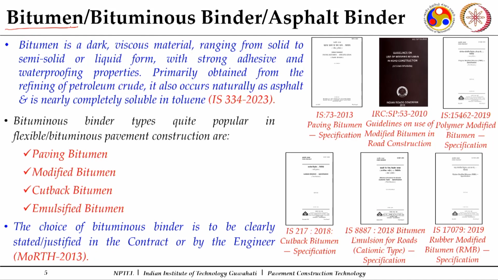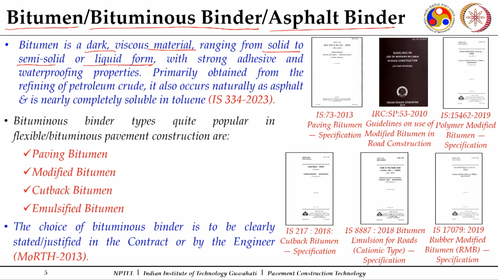In this lecture, we will first start with our discussion on the characterization of the major material, which is the bituminous binder. Now, this bituminous binder is known by different names. It is known as bitumen, we can call it bituminous binder, and also asphalt binder. What it looks like is a dark viscous material ranging from solid, semi-solid to liquid form. So, its consistency changes with change in the temperature. This is what a thermoplastic material is. Its consistency or its fluidity changes with the change in the temperature.